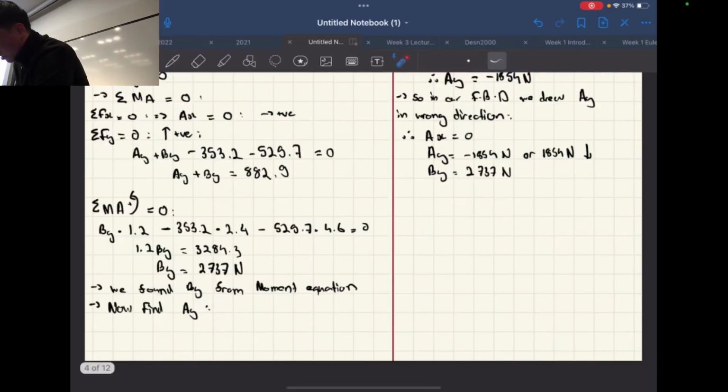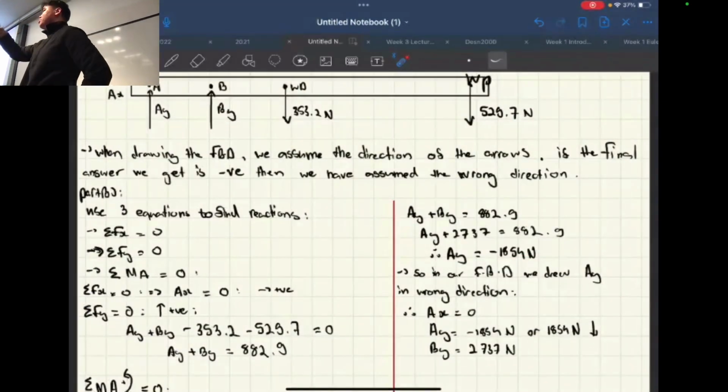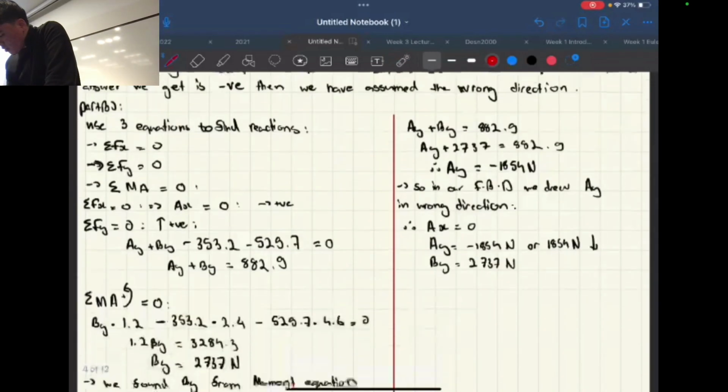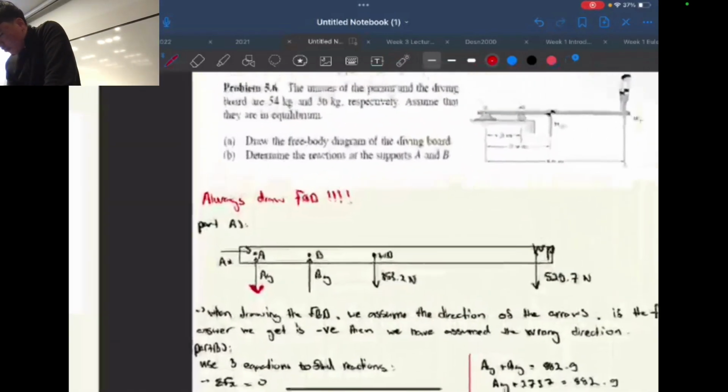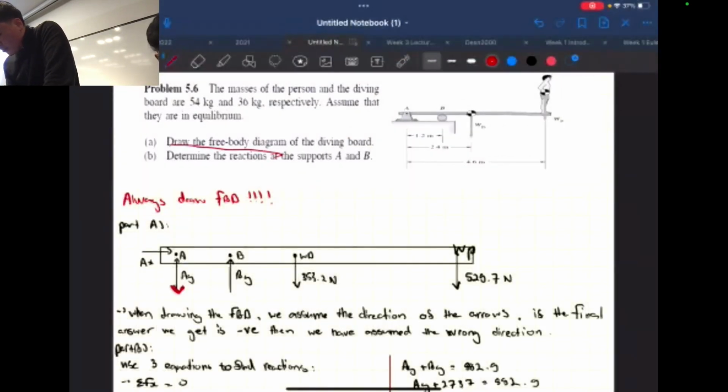We can just sub into the original equation, and Ay equals negative 1,854 newtons. Notice it's a negative answer, so we guessed the original direction wrong. The correct diagram has Ay pointing downwards like that. So that's basically all the answer. They asked us to draw a free body diagram, which we did, and determine the reactions at supports A and B. So we answered that question.